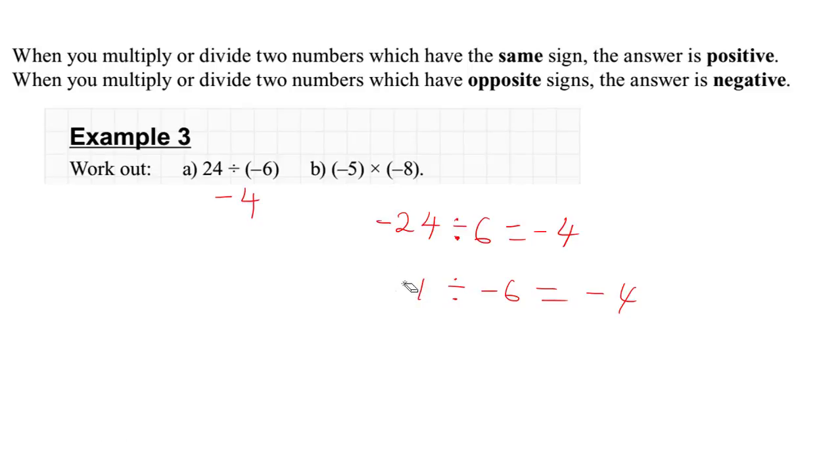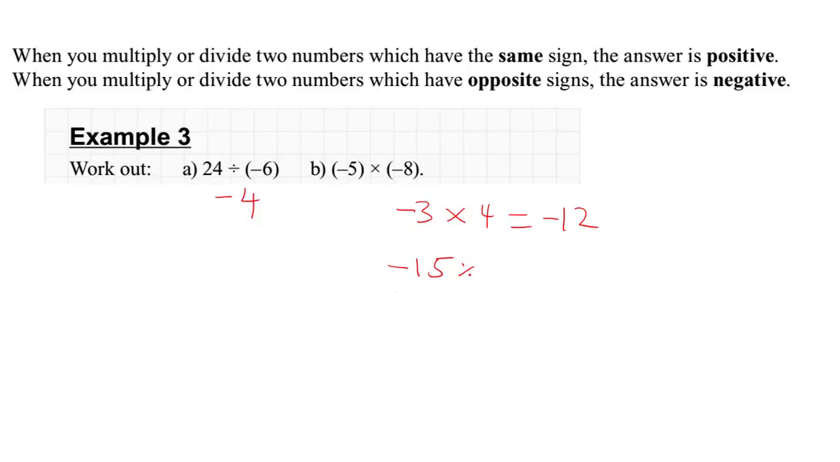Now, the thing works the same way even if you're multiplying. Say, for example, I'm owing 3 pounds each to 4 people. Altogether I'm owing 12 pounds. So if you're owing, it's still negative. To get the total, you need to times. If you're owing 15 pounds to 10 people, then altogether you are owing 150. So negative times positive is negative.